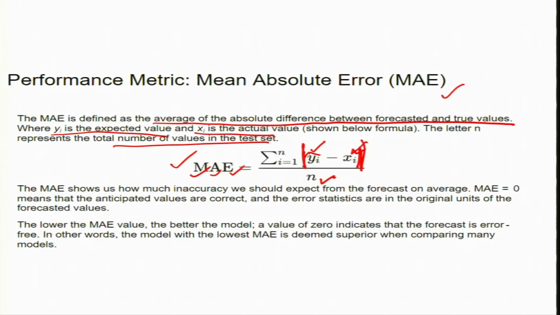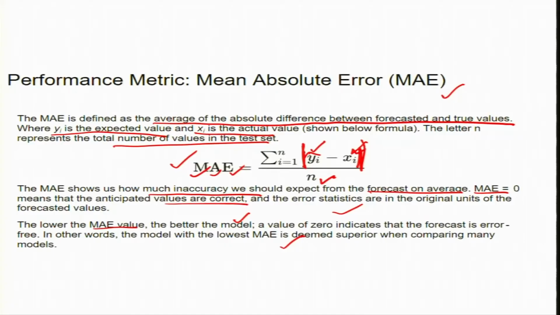So, the error in the prediction with the actual values, its absolute value is averaged over that particular number of test set, and that becomes mean absolute error. Mean absolute error shows how much inaccuracy we expect from the forecast on average. If mean absolute error is 0, it means that the anticipated values are very correct, and the error statistics are in the original units. The lower the MAE value, the better the model is, and the value 0 indicates that it is error free. So, the model with the lower MAE is superior when compared to many other models.